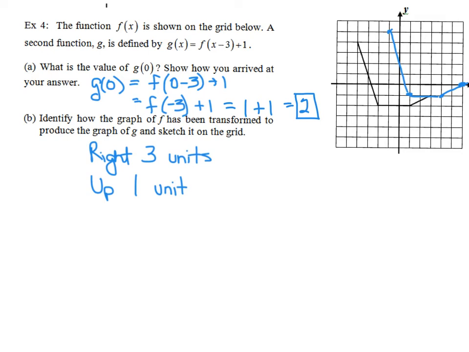Now when I go back to my original graph, g of 0 would just mean let's look at the blue graph now. So when I look at the blue graph to check my answer, and I find an input of 0, here's my x-coordinate of 0 on my g graph, and I see that yes, indeed, the answer is right here. The y-coordinate is 2. So on the g graph, when the input is 0, the output is equal to 2. So that corresponds to the algebraic answer that I found just a minute ago.